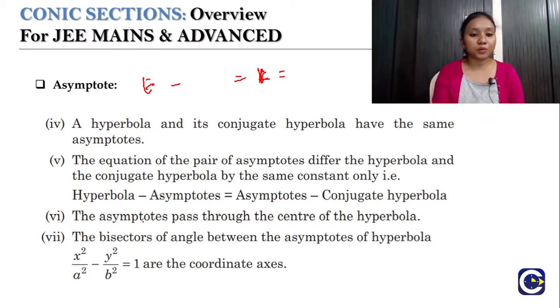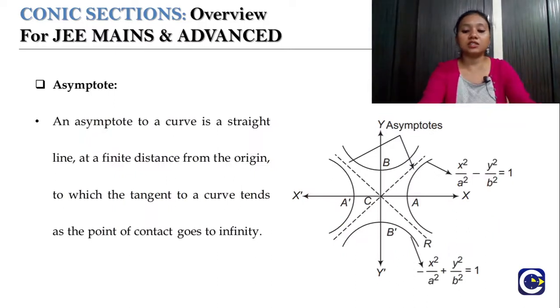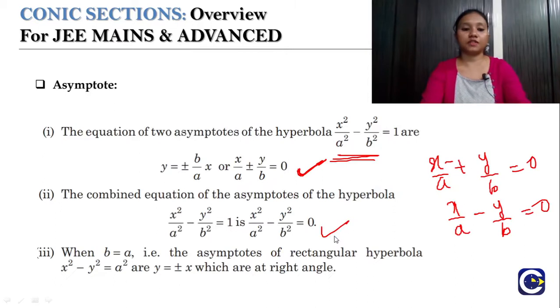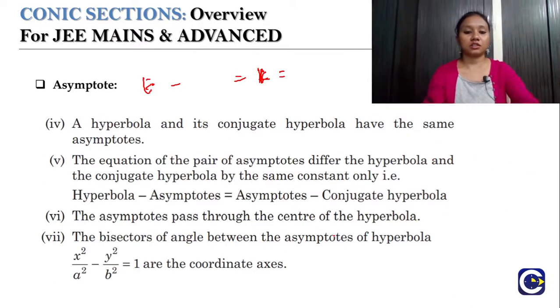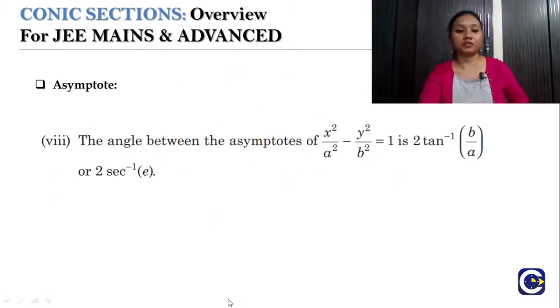So the asymptotes pass through the center of the hyperbola. So you can see in the figure here, guys. So they will be passing through the center of the hyperbola. So in the figure itself, we can identify that. So the bisectors of the angle between the asymptotes of the hyperbola are the coordinate axes. So coordinate axes will be the bisectors of the angle between the asymptotes of the hyperbola.